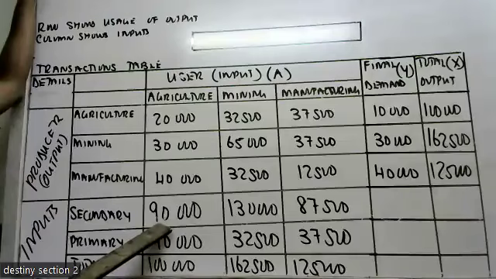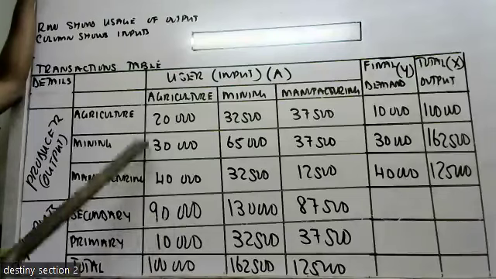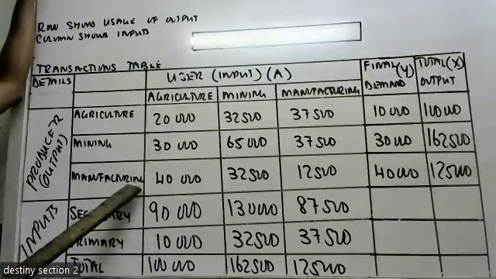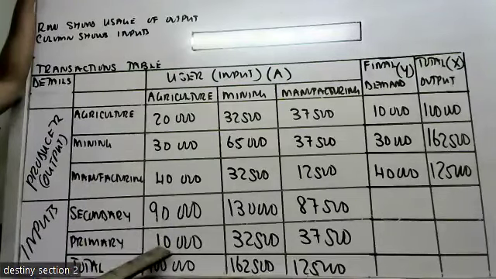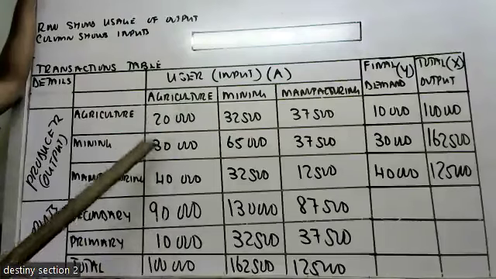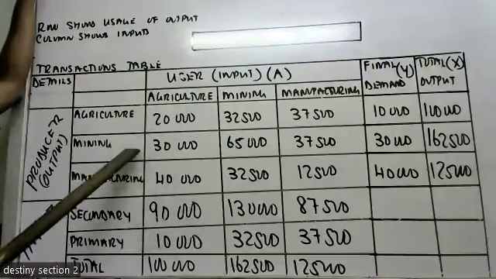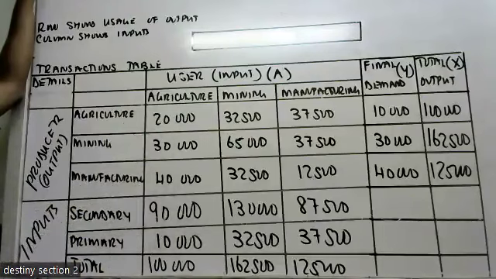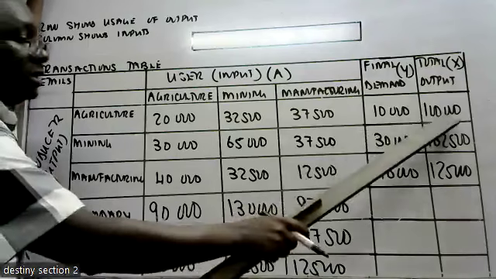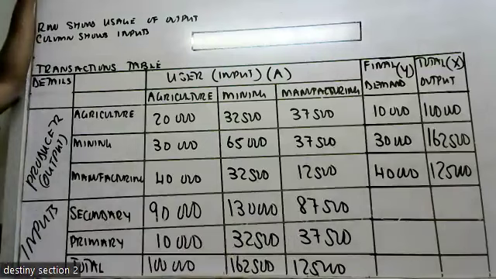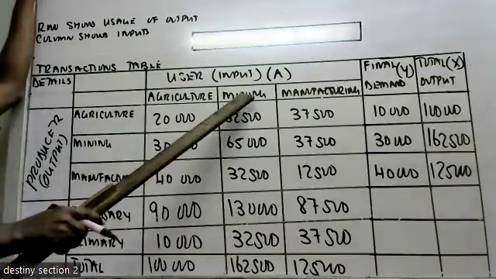90,000 is the total input in agriculture that has come from other sectors. And 10,000 is the input to agriculture that has come from outside these three sectors. And 100,000 is the total input to agriculture that agriculture has used to produce what? 100. Interpret this one.